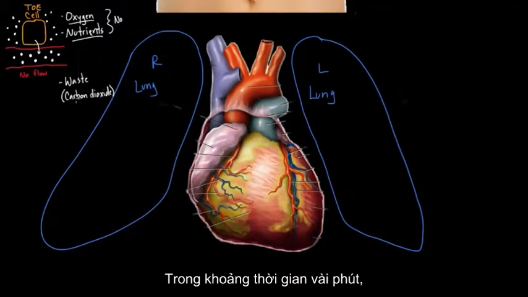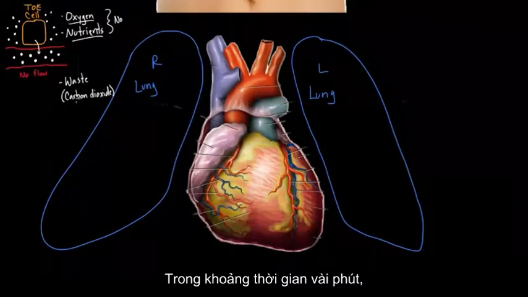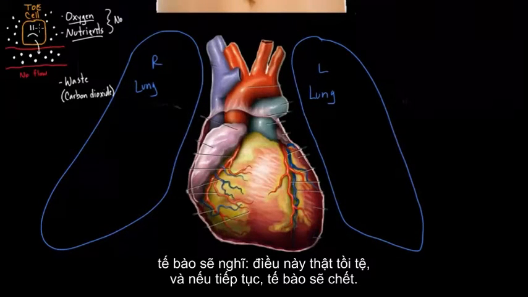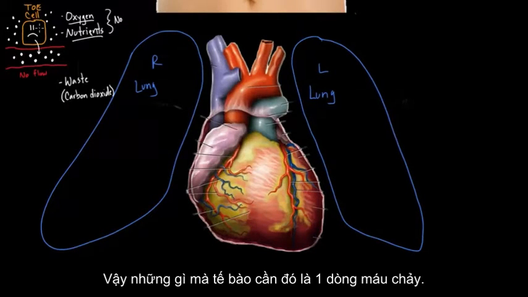So before very long, I would say within minutes, our toe cell's thinking, well, this is not a very happy way to live. This is actually really, very sad. This is awful. And if this continues, the toe cell would die. So what a toe cell needs, and what every cell needs, and that could be a finger cell or a skin cell or really any cell that's living, is flow, right? It needs this blood to be flowing nicely and smoothly.